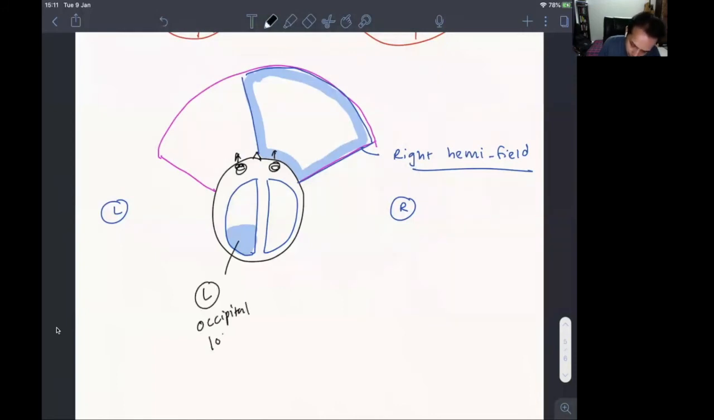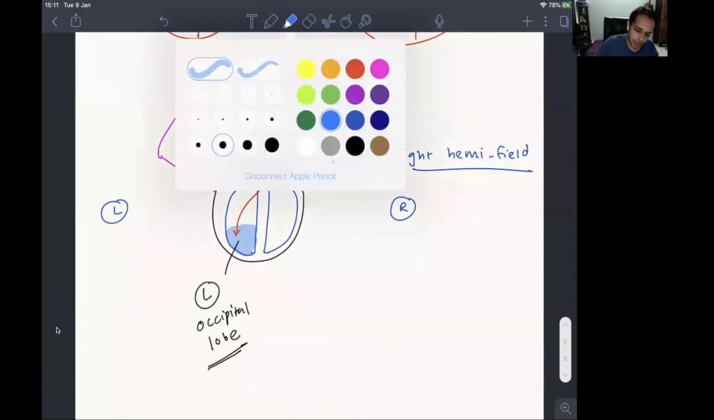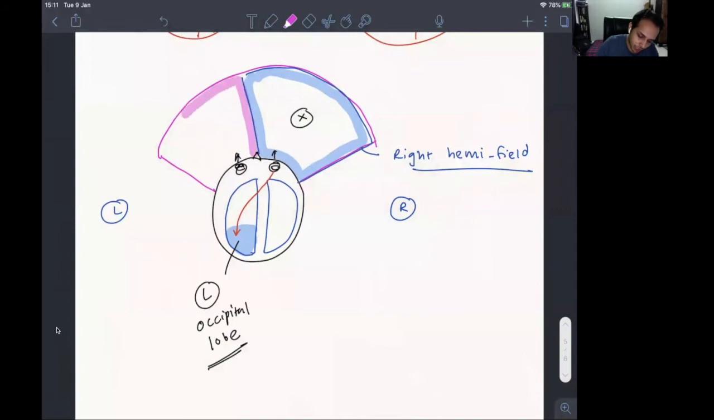The reason that it is ending up there is because everything from your right hemifield, all the images, the optic nerve is carrying from the right to the left. Clear so far? And every image in your left hemifield is being carried by the left optic nerve to the right occipital lobe.